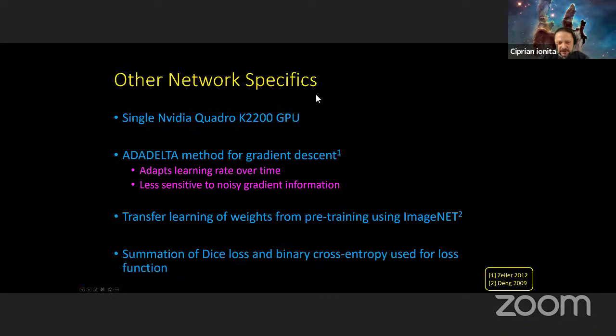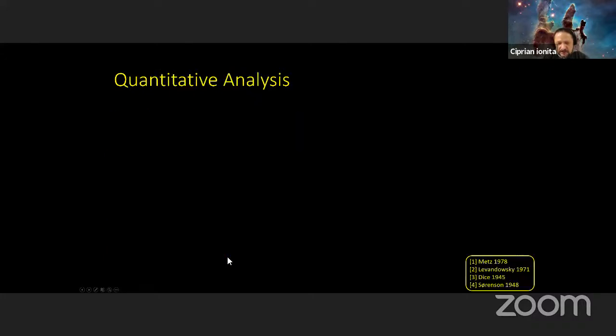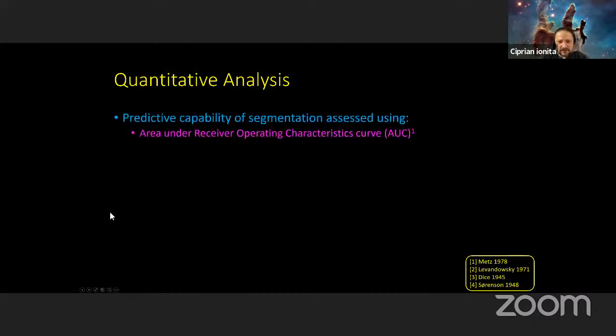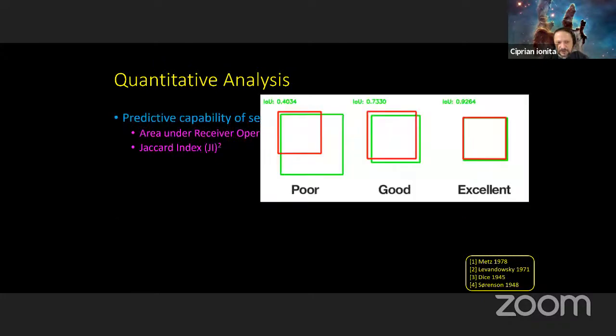Again, for people interested in details, this is what we used at that time. We used Adadelta with a decaying learning rate over time. We did transfer learning, as I said, from ImageNet, and to calculate the efficiency, or the accuracy, we used what is called dice to optimize. I'm sorry, we used a dice loss. For quantitative analysis, we're using the normal area under the curve, but also the Jaccard index.